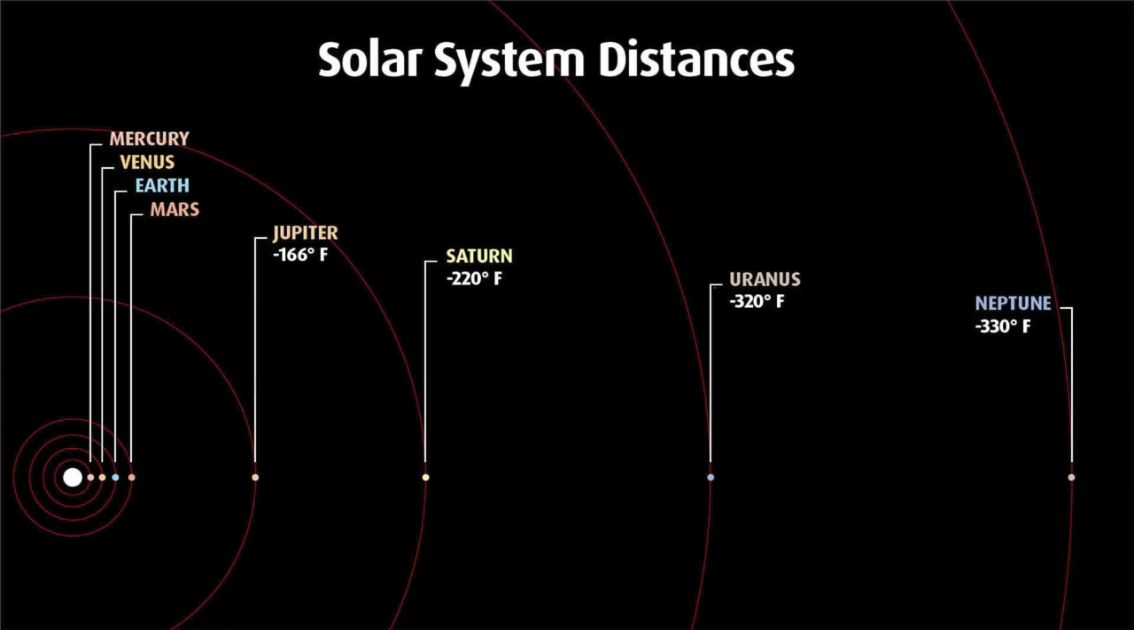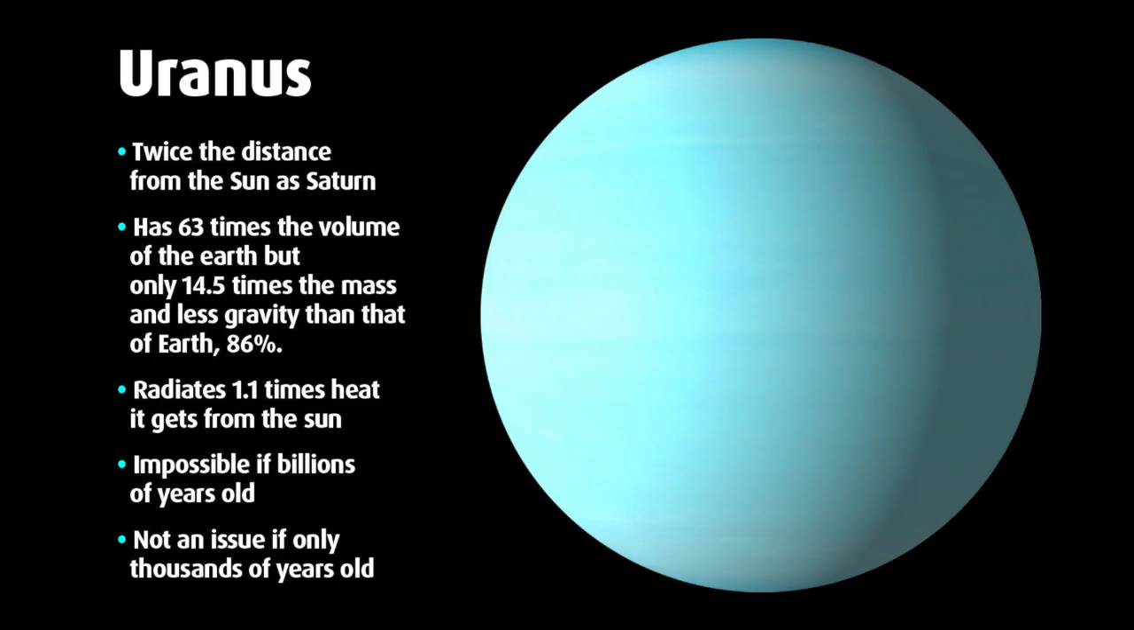Let's look at the planets that are even farther out. You can see there how far out Saturn was, and you can see that the next planet is about twice that distance out. Uranus is way out there. Uranus has 63 times the volume of Earth, but only 14 times the mass and less gravity than that of Earth at 86%. And gravity is its heat generating capacity. Still, it radiates 1.1 times the heat it gets from the sun. That's how much heat it's giving off. That should be impossible if billions of years old, but not an issue if it's only thousands of years old.